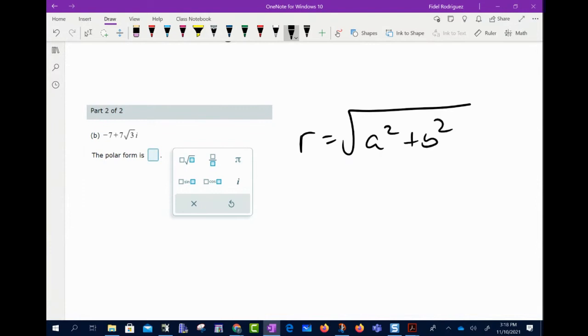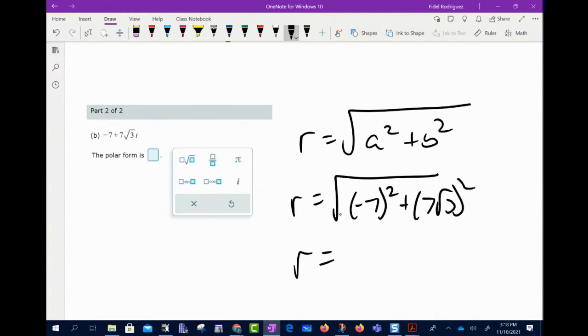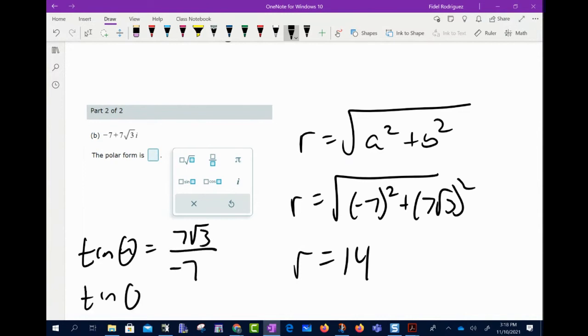So y'all, those of you at home, if you didn't hear Jennifer, she said, look, my r is going to be the same thing. That's negative 7 squared plus 7 square root of 3 squared. All this business still comes out to be 14. And then when we do the tangent of our angle, it's 7 square root of 3 divided by negative 7, which is still negative square root of 3.